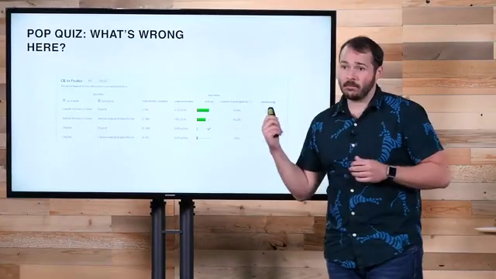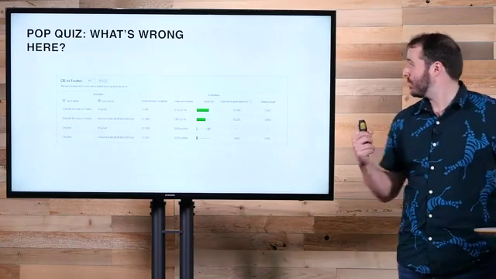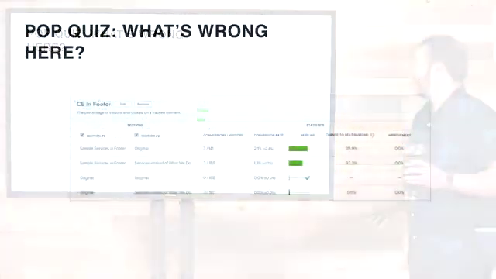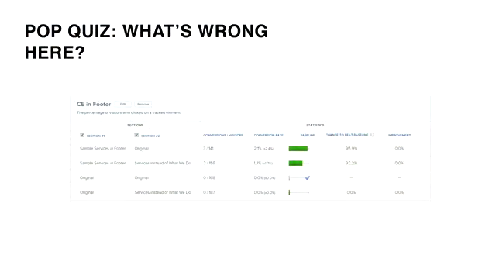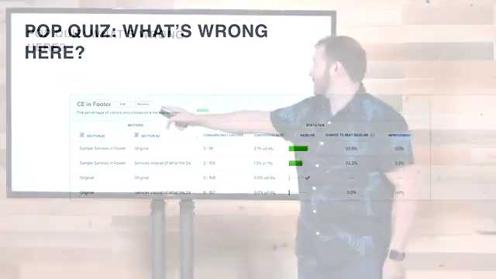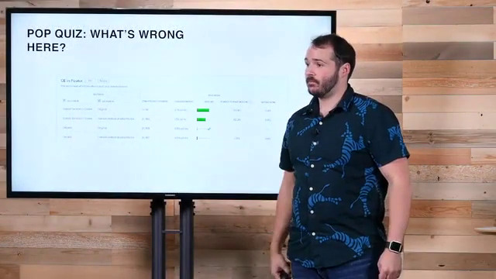Cool, pop quiz, what's wrong here? If you can't see it, I'm sorry. There are 4 variants here. We have one that says chance to beat is at 95.9% up here. We have one that says 92, that's the control. This one is turned off. It's really far away, so I'm sorry about that. This one has 3 conversions, and this one has 2, and this one has 0.